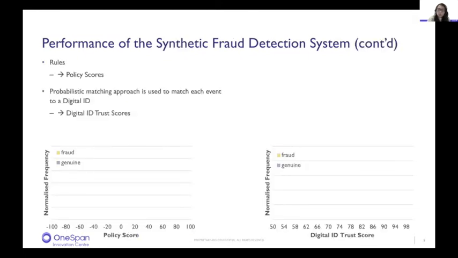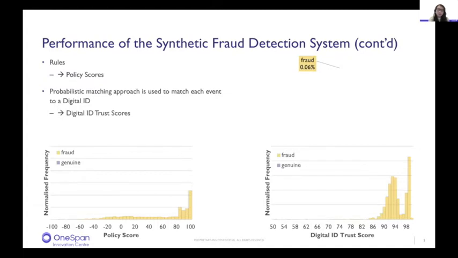Here, I would like to show the normalized histogram of the fraudulent transactions versus the genuine transactions. There are 2 columns in the dataset: one called the policy score, which is derived from human rules, and another called the digital ID trust score, which is derived from some probabilistic matching algorithms, and it will tell you how reliable that digital ID is.